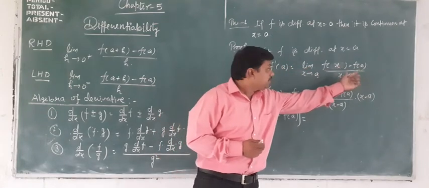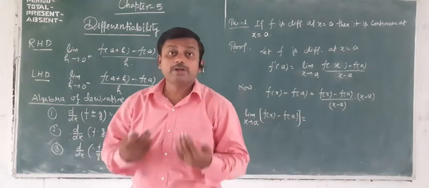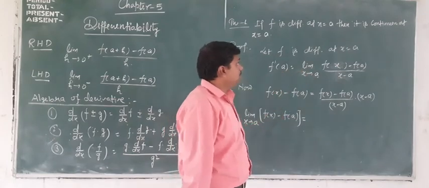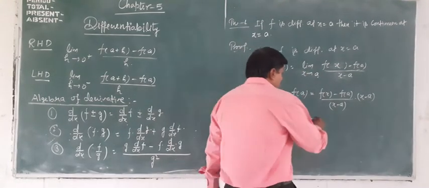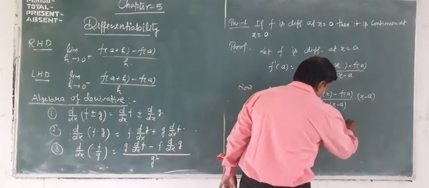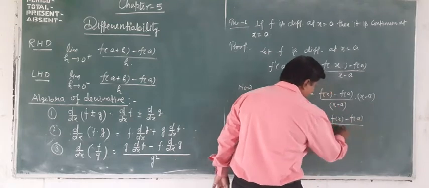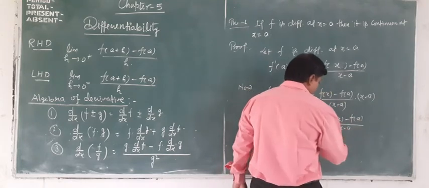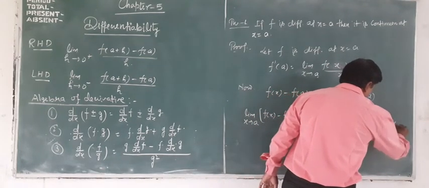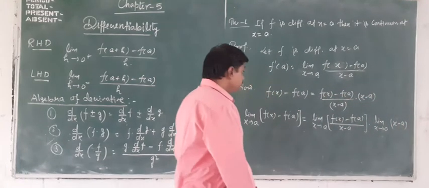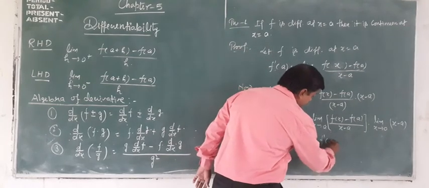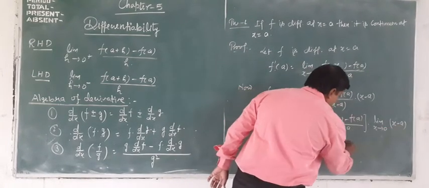(f(a plus h) minus f(a)) divided by h. If you are putting x equal to a plus h, both forms are there. There is no need to change, so don't be confused with that. Now take the limit x tending to a of (f(x) minus f(a)) divided by (x minus a), into the limit x tending to a of (x minus a). This limit is the derivative of the function, so this is f dash (a) into this limit, which is 0.